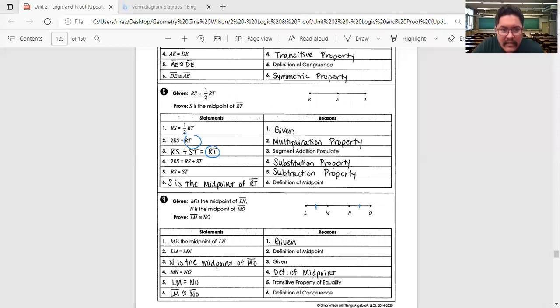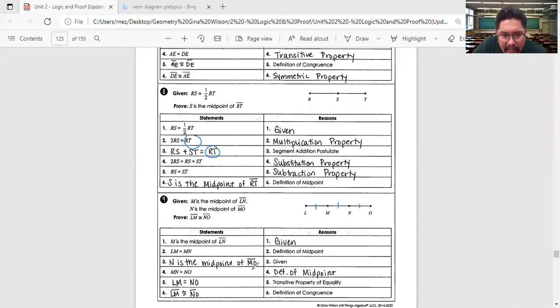So M is the midpoint of LN. That's one of our givens. Since we know, again, from here, LM to MN, that is the definition of a midpoint. Definition of midpoint says that if you put a mark right in the middle, that's going to split both of those segments directly in half. So we know those 2 are the same.